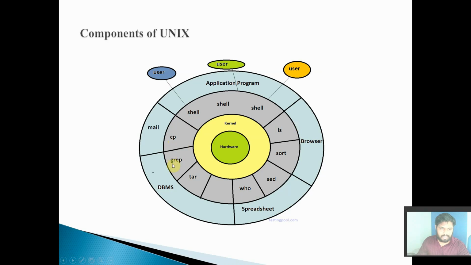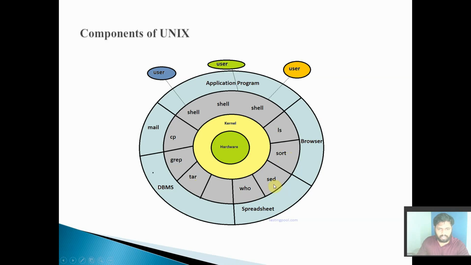Next is the grep command. The grep command is used to search files. The next one is the tar command. If you want to zip a file, you can use the tar command. The next one is the ls command. ls lists the files. Sort is another command. Sort is used to arrange numbers or alphabets in either ascending or descending order.